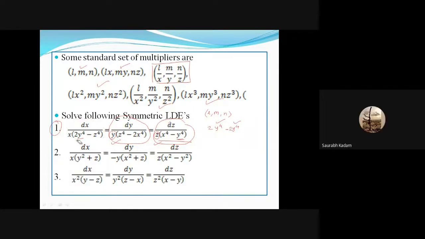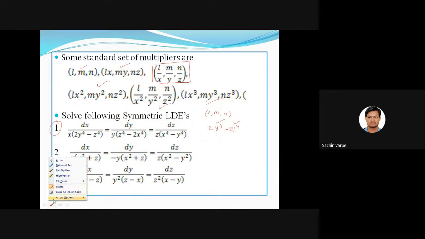Yes, sir. First, I'm trying to eliminate these x, y, z, because they are problematic: this x, this y, and this z. Eliminating means I'll multiply the denominators by 1 upon x, 1 upon y, 1 upon z.